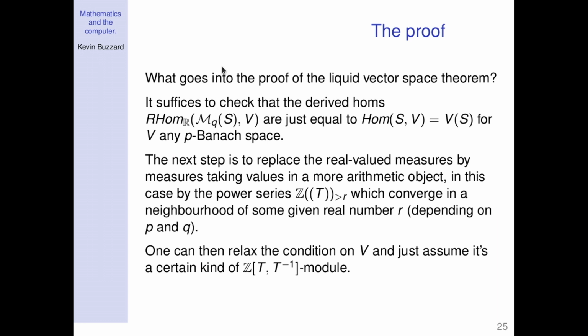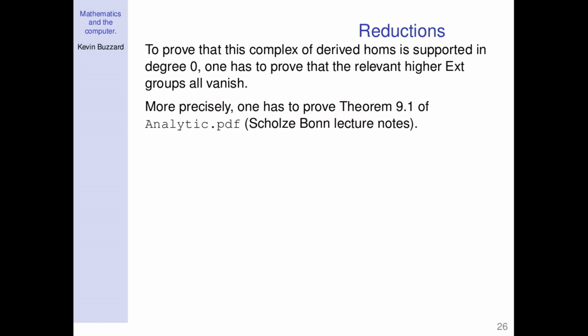And so V now becomes a slightly more general thing, and we keep reducing like this, and at the end of the day, we've got some derived homomorphisms that we want to understand, and this just boils down to some completely explicit statement about some higher Ext groups all vanishing. So this is the technical result that one has to prove to deduce this big theorem, and if you want a precise statement, then you can just go and look up Theorem 9.1 of Scholze's lecture notes.